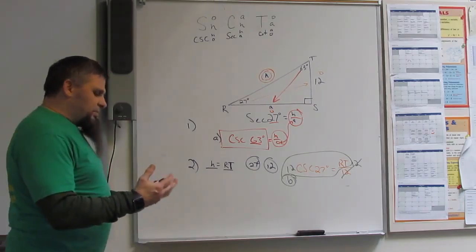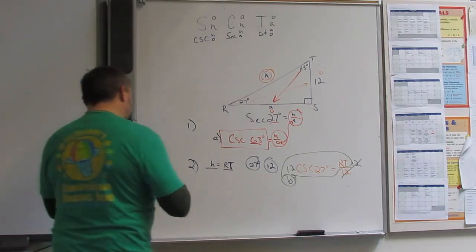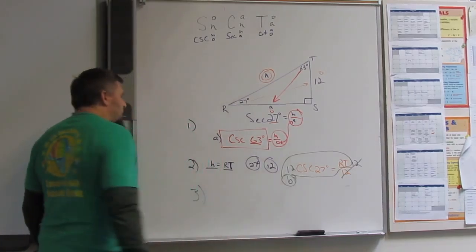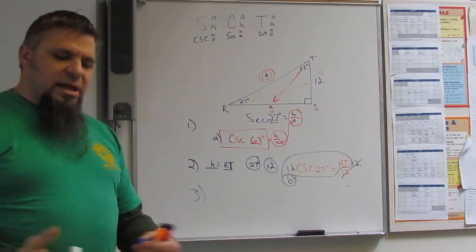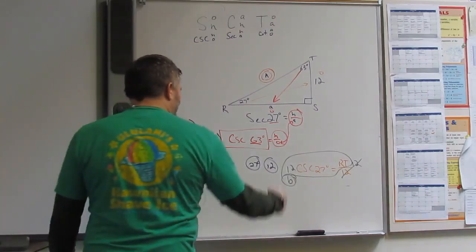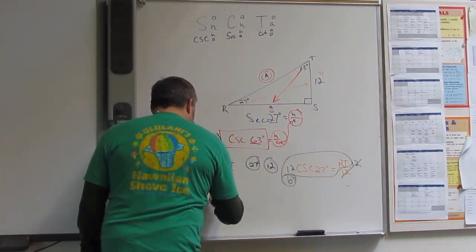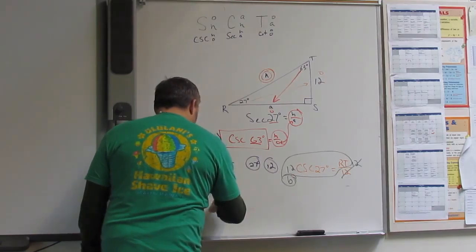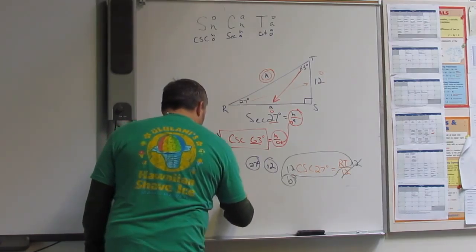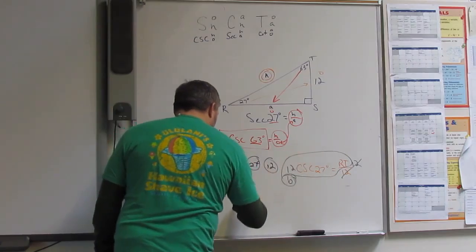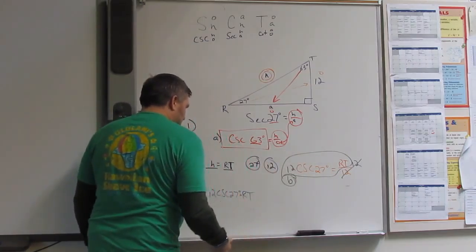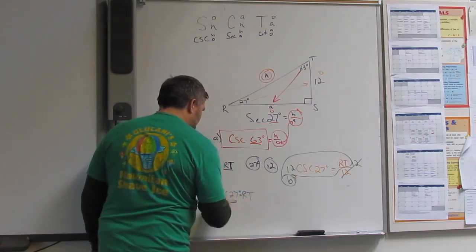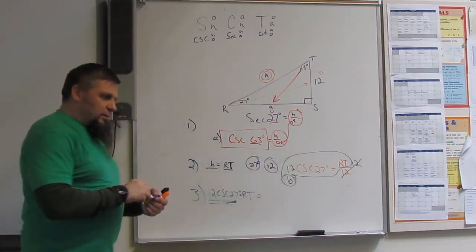So then in problem number 3, we want to know the length RT. Well, you found it out here. 12 cosecant 27 degrees. So just plug this into your calculator. And what do you get?